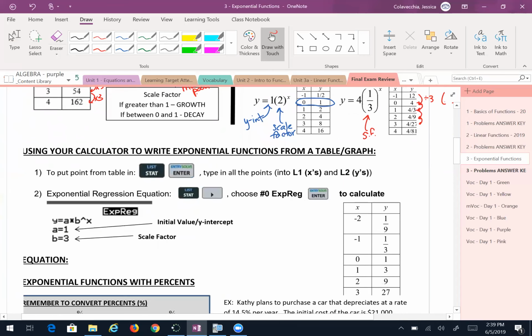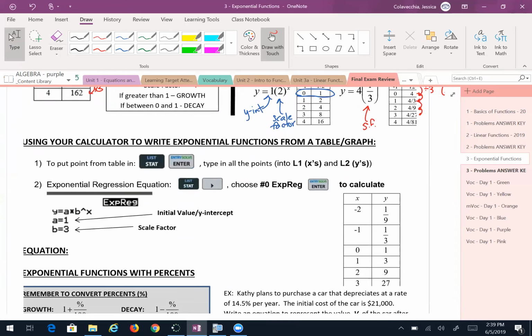All right, guys, sometimes we have to write the exponential function from a table or from a graph. Our calculator is going to help us with that. Very easily, it will give us the entire equation if we run an exponential regression. That's where we go into stat edit and type it into list 1 and list 2. But instead of choosing linear regression, we're going to go to 0 and choose exponential regression.